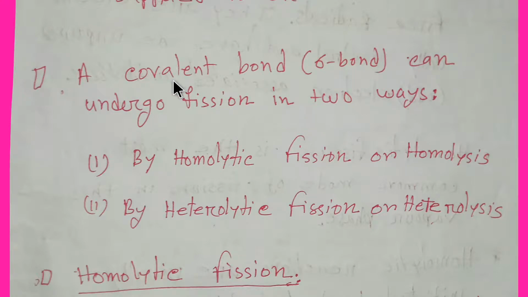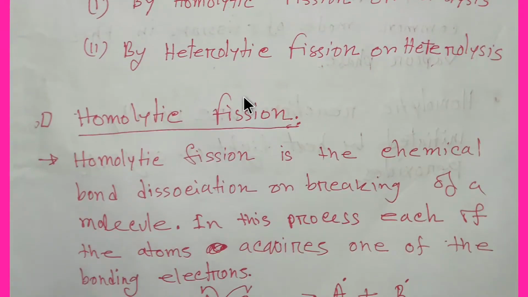Well, a covalent bond, that is the sigma bond, right? A covalent bond can undergo fission in two ways. That is, in two ways we can break the covalent bond. The first method is homolytic fission or homolysis, and the second process is heterolytic fission or heterolysis. Step by step, we'll learn about these two terms. Okay, first we are going to learn homolytic fission.